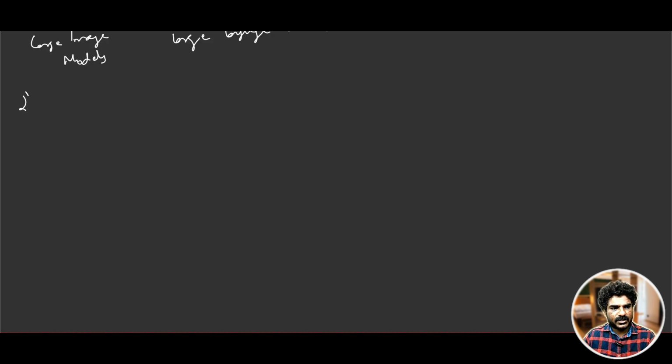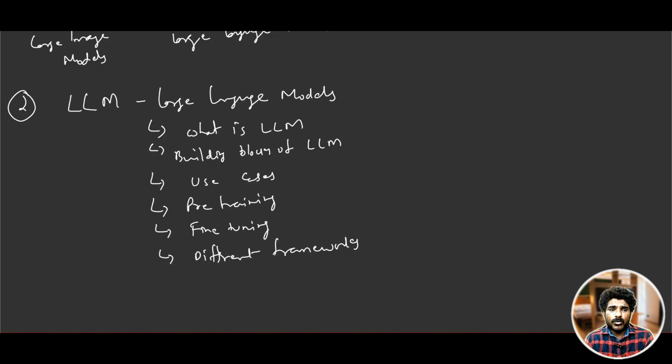So the second term we'll discuss is large language models. In this, you typically understand what a large language model is, the building blocks of large language models, and the different use cases, right? We have many use cases which can be solved using these LLMs. Then we will see what pre-training is, how you build the LLMs, and how you fine tune these LLMs. Fine tuning is a very important topic in LLMs. And then we understand the different frameworks which are used specifically for large language models.